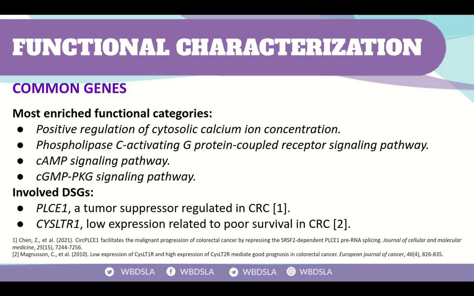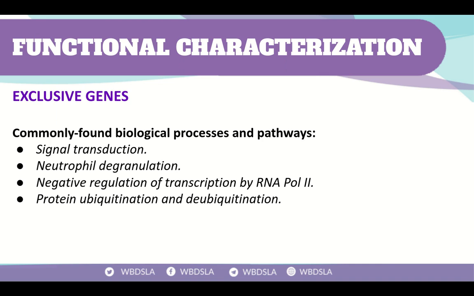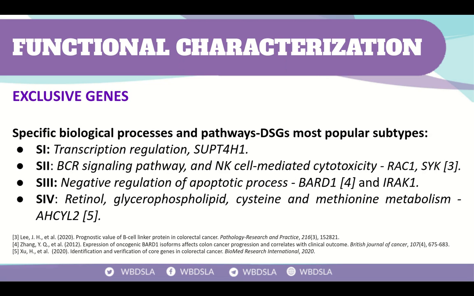Overrepresentation analysis considering DEG and DSG commonly found for the X subtypes identified several processes deregulated in cancer, such as the cyclic GMP protein kinase G cascade, an endogenous apoptotic pathway in colorectal cancer. Functional annotation of exclusive DEG and DSG found for the X subtypes was analyzed. Functional annotation of exclusive DSG of the X subtypes was explored.